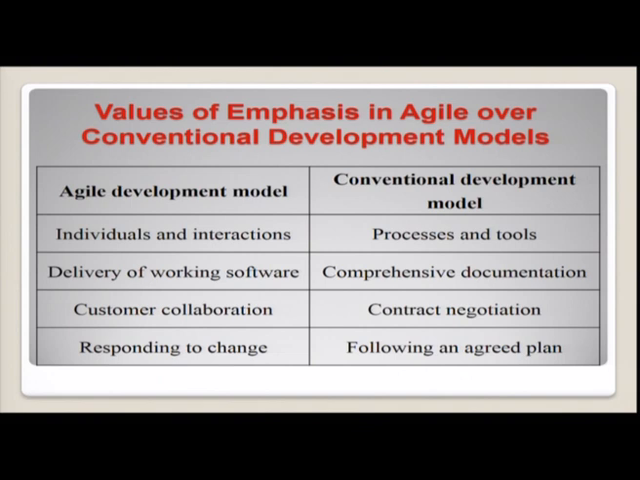And as far as the Agile model is concerned, we don't document everything, we document only whatever is required, whatever is needed. Whereas in the case of the traditional conventional model, we do comprehensive documentation, anything and everything we do, we first document and then we work out the model.